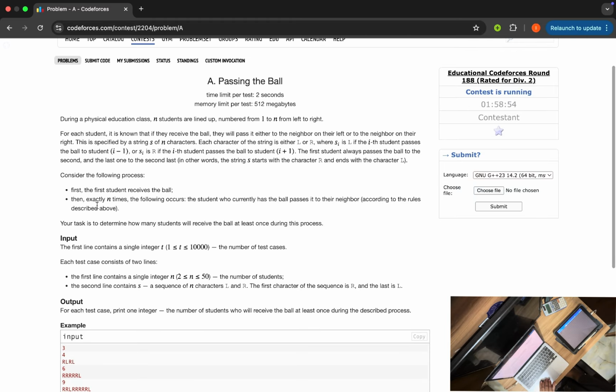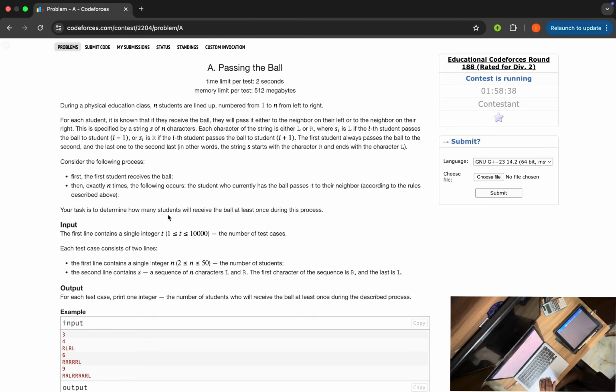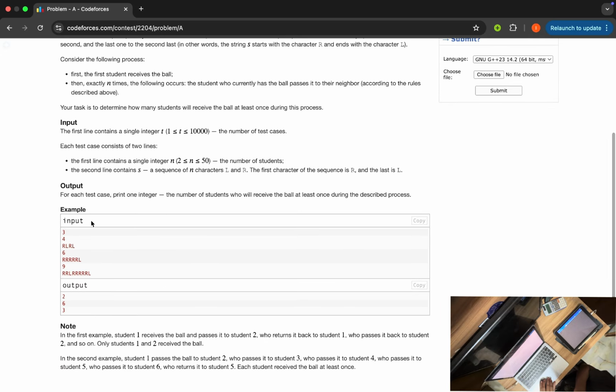First, the first student receives the ball, then exactly n times the following occurs. The student who currently has the ball passes it to the neighbor according to the rules. Your task is to determine how many students will receive the ball at least once during this process.